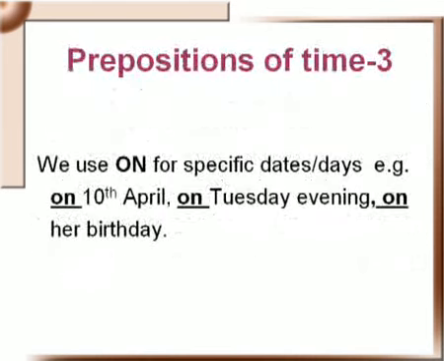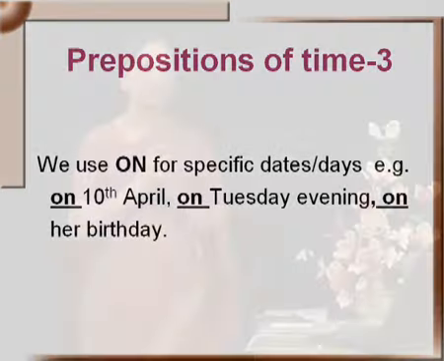Prepositions of time 3. We use on for specific dates and days. For example, on 10th April, on Tuesday evening, on her birthday. We cannot use at if we are making a specific reference to a date or a day.